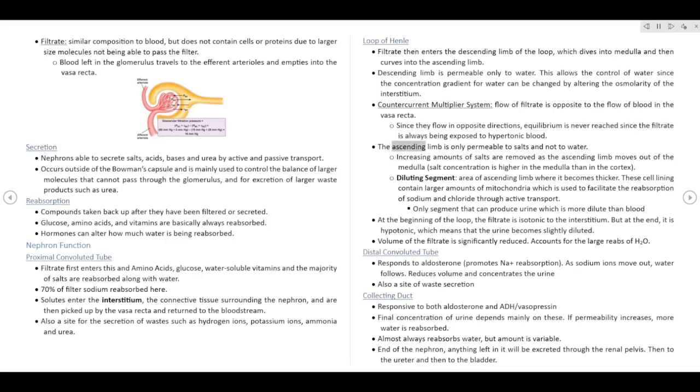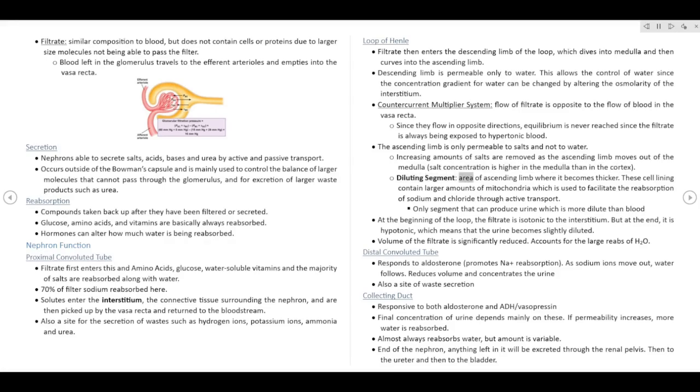The ascending limb is only permeable to salts and not to water. Increasing amounts of salts are removed as the ascending limb moves out of the medulla. Salt concentration is higher in the medulla than in the cortex.